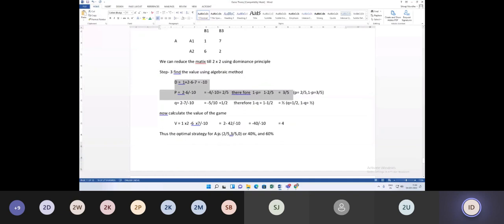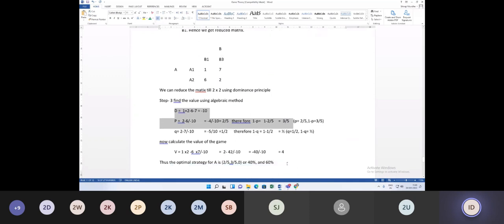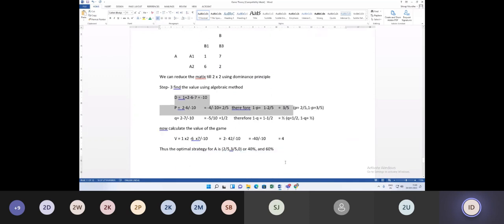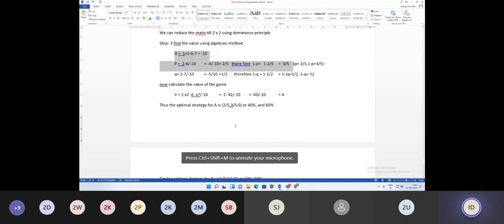Right, 1 multiplied by 2, diagonal elements, 1 multiplied by 2 minus 6 multiplied by 7, right? 2 minus 42 divided by minus 10. So minus 40 divided by minus 10, the minus symbol will go out. 40 divided by 10 is equal to 4, which is the value of the game. Now here is the final result and final conclusion which I am writing.